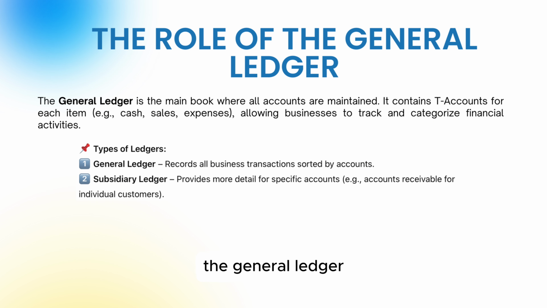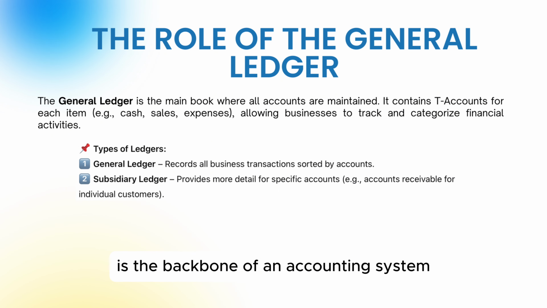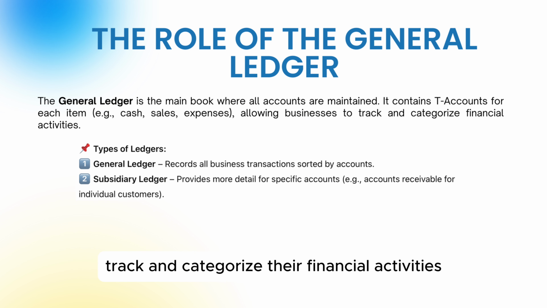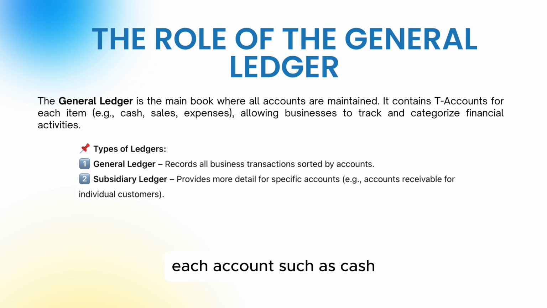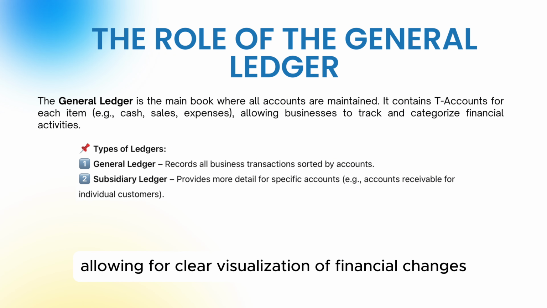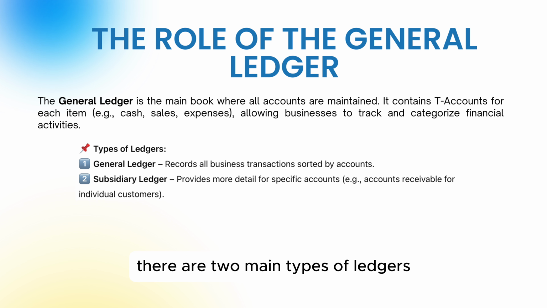The general ledger is the backbone of an accounting system. It serves as the main book where all accounts are maintained, helping businesses track and categorize their financial activities. Each account, such as cash, sales, or expenses, is represented using T accounts within the ledger, allowing for clear visualization of financial changes. There are two main types of ledgers: one, the general ledger, and two, the subsidiary ledger.